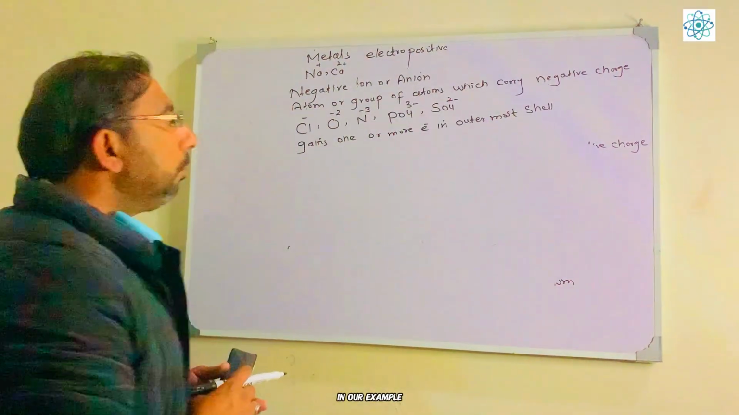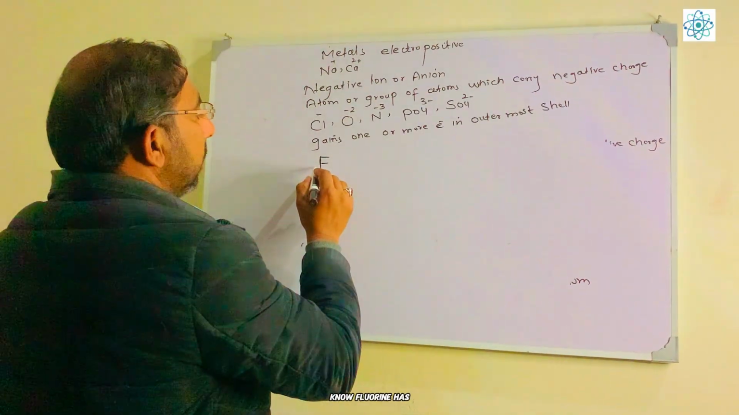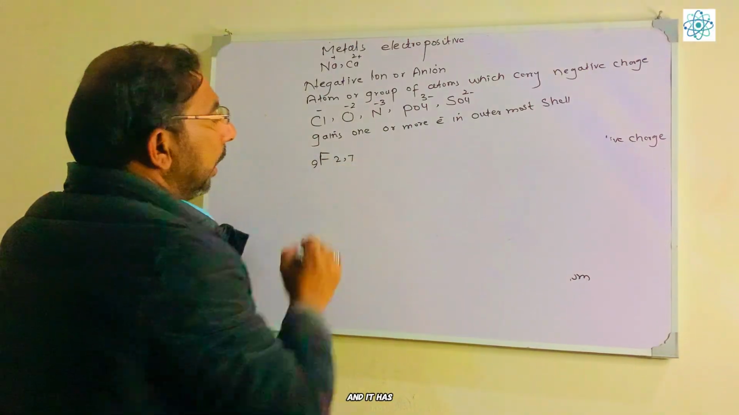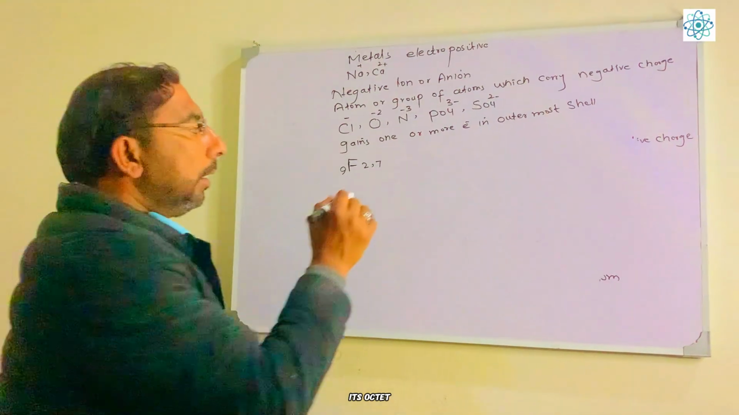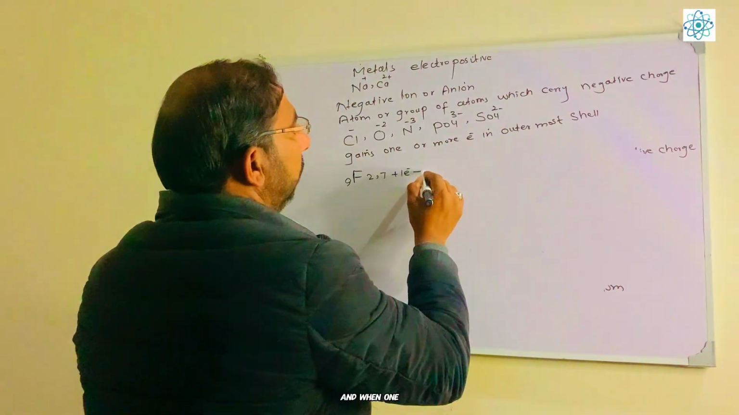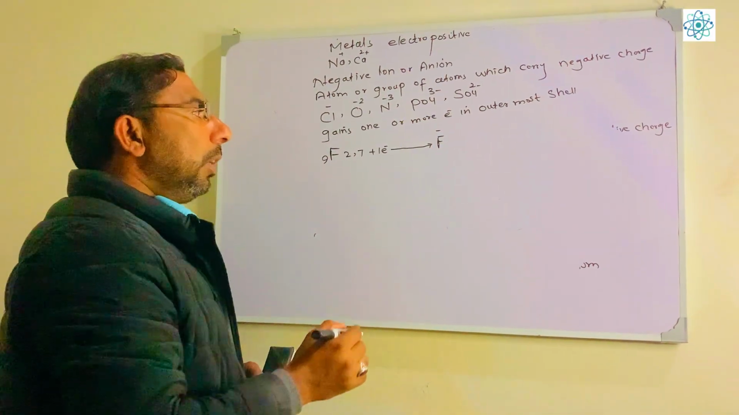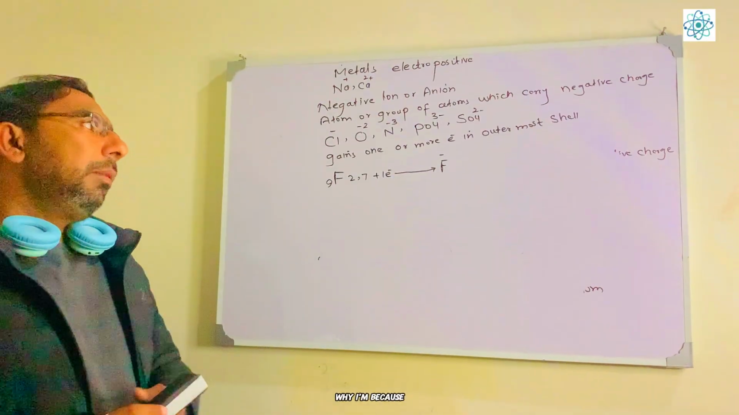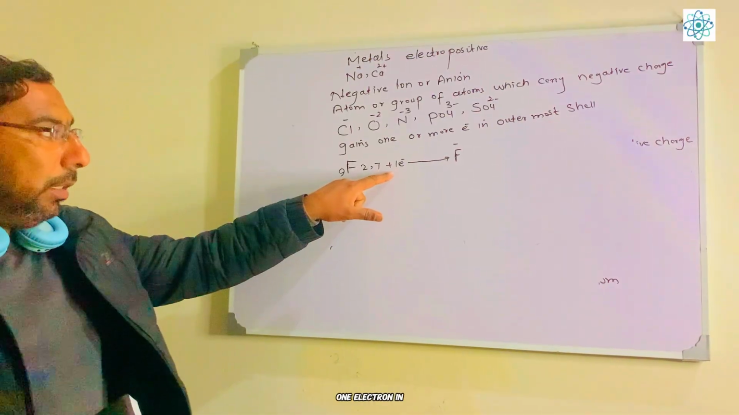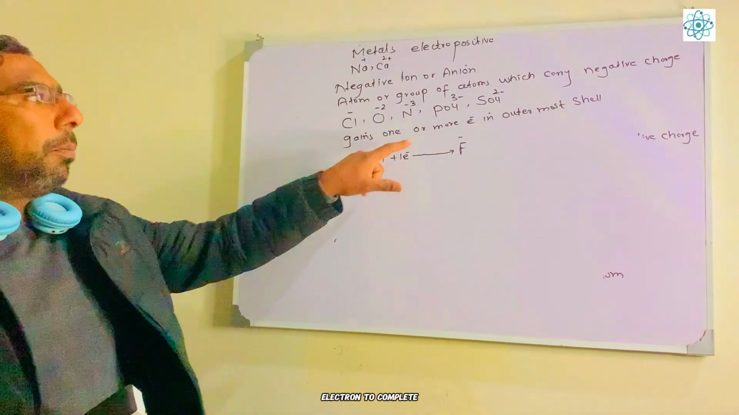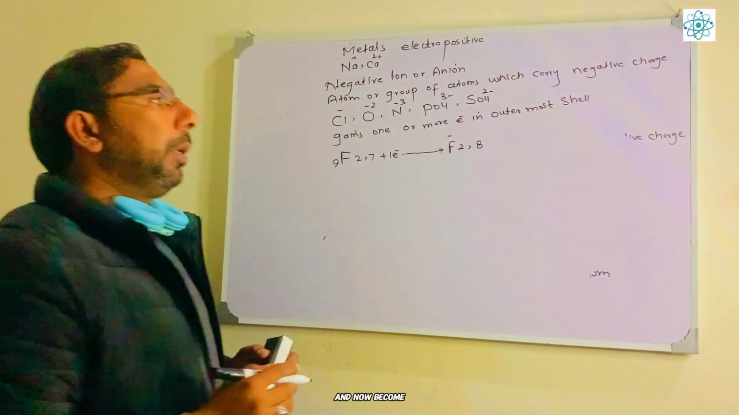First of all, in our example, we put the example of the fluorine atom. We know fluorine has atomic number 9 and it has 7 electrons in its outermost shell. It needs 1 electron to complete its octet. That's why it gains 1 electron. And when 1 electron comes in its outermost shell, then it will carry the negative charge and will be called an ion. Why ion? Because it has negative charge. And how does the negative charge come? When it gains 1 electron in its outermost shell. Why gain 1 electron? To complete its octet. Now it has 8 electrons in its outermost shell and has become an ion.